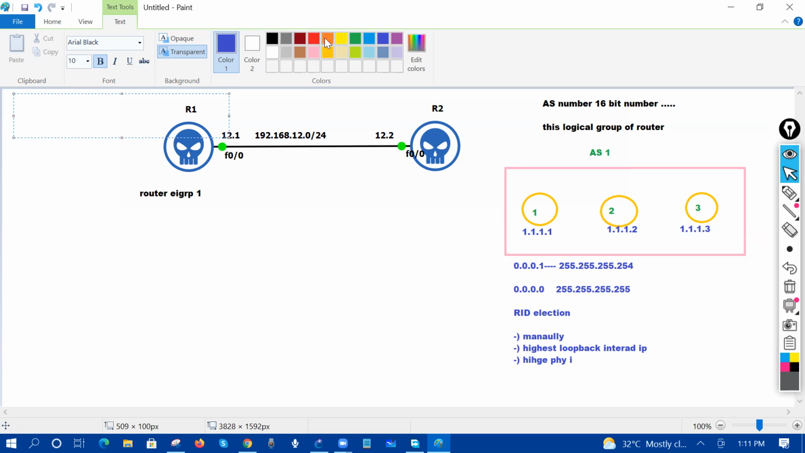Now, there are three uses of this command. The first is that you can enable EIGRP. Second, you can create the topology table. And the third thing is the RID.